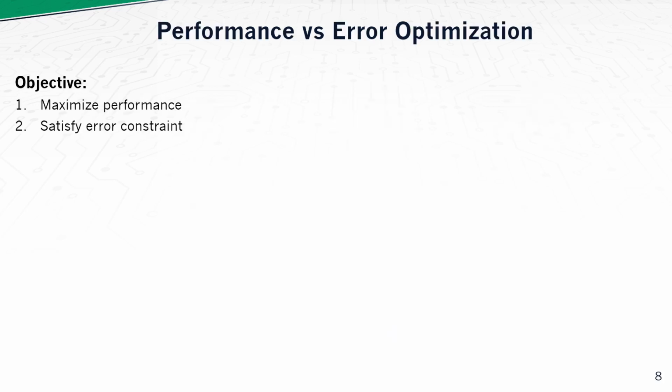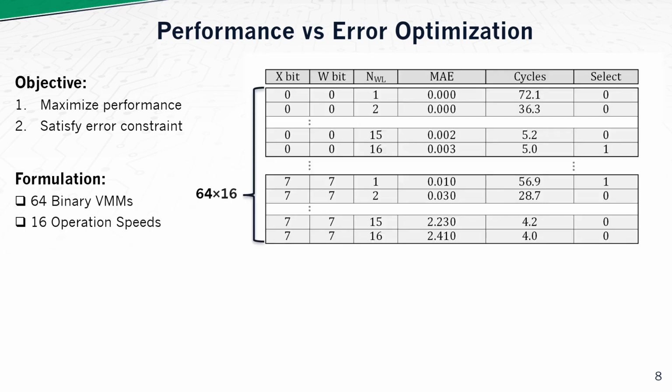So our optimization objective is to choose some number of word lines to operate each of the 64 binary VMMs at, such that we maximize overall performance and satisfy our error constraint. To approximate expected error and performance, we build error models discussed in detail in the paper. Next, we compute the expected error and performance for all possible operation speeds for each binary VMM and construct a table. So if we have 64 binary VMMs and we want to consider operating each one between 1 and 16 word lines per cycle, then our table will have 16 times 64 or 1024 entries.